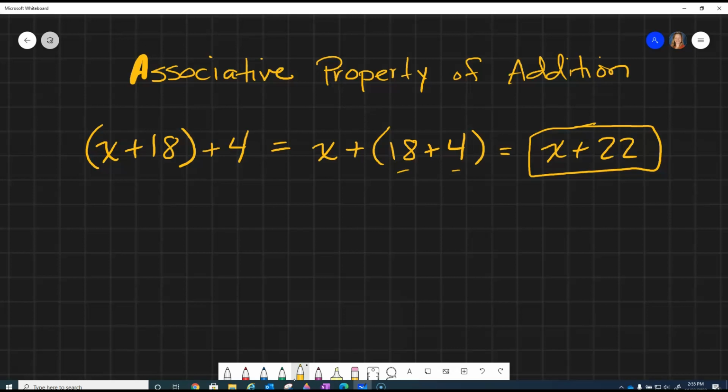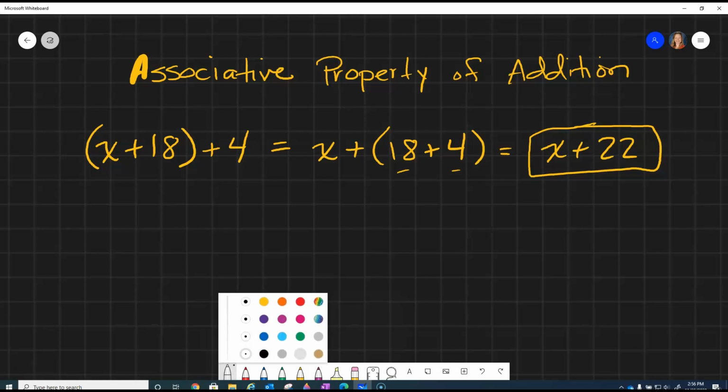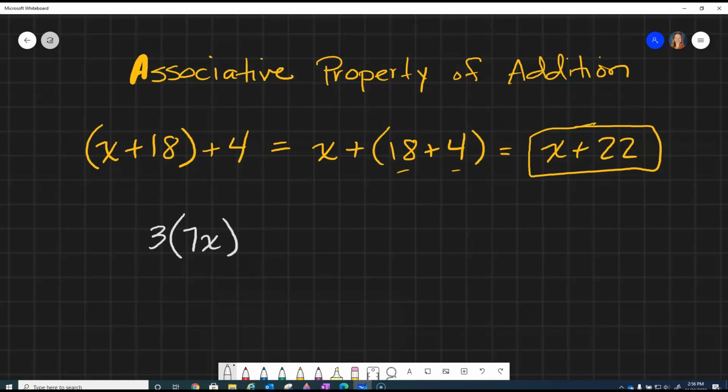So if I was to simplify an expression using associative property of multiplication, let me find a problem. So let's say I have 3 times 7x. I'm going to regroup. So now I have 3 times 7 times the x. Okay? So then I can multiply these constants together. So then I have 21 and then times the x. Okay?